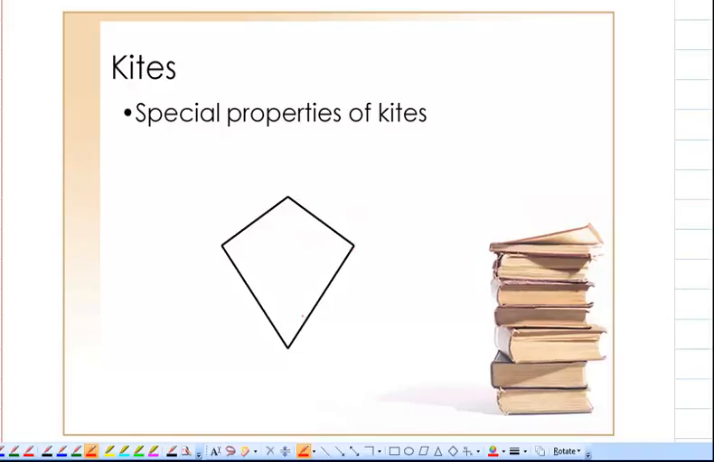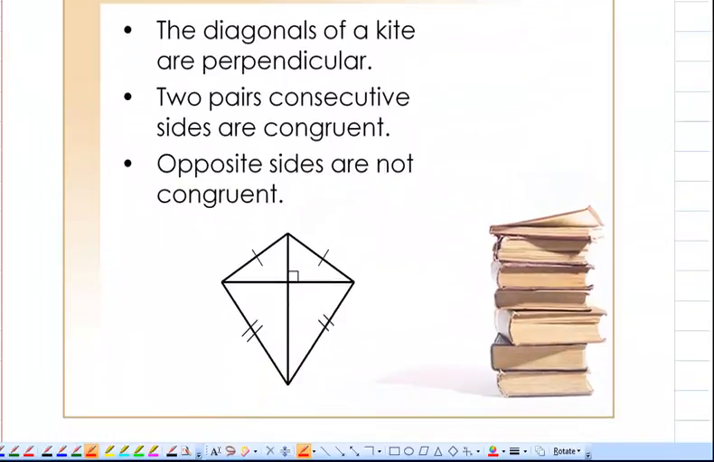Okay, so we're going to talk about three special properties that deal with kites. The first thing is that the diagonals of a kite are perpendicular, which is very similar to a rhombus. Two pairs of consecutive sides are congruent, and opposite sides are not congruent. When we say two pairs of consecutive sides are congruent, it's saying that this and this are congruent, and then this and this. Consecutive meaning right after each other or connected to each other or adjacent to each other.